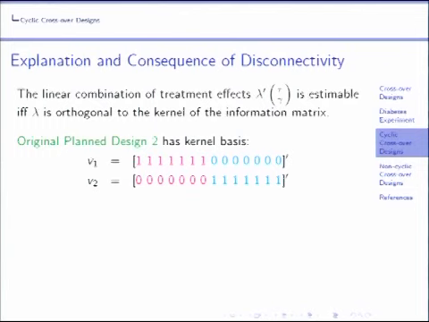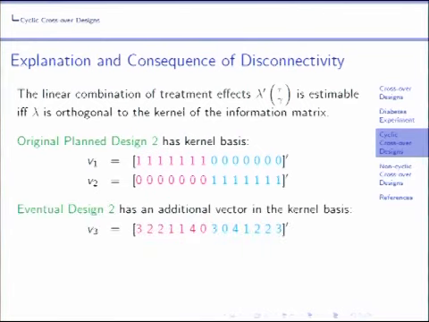My original plan design 2 was connected. That's fine, I wouldn't start with a disconnected design, and it had 2 vectors in the basis of the kernel, and there they are, V1 and V2. So the first 8 elements refer to the direct treatment effects, and the last 8 elements refer to the first order carryover effects. So you can see that if you want to estimate, say, tau 0 minus tau 1, then that's fine, because my lambda vector would be 1, minus 1 and then 14 zeros, and that's going to be orthogonal to V1 and it's going to be orthogonal to V2, therefore it's estimable and fine. Any contrast in the direct treatment effects and any contrast in the first order carryover effects is going to be estimable.